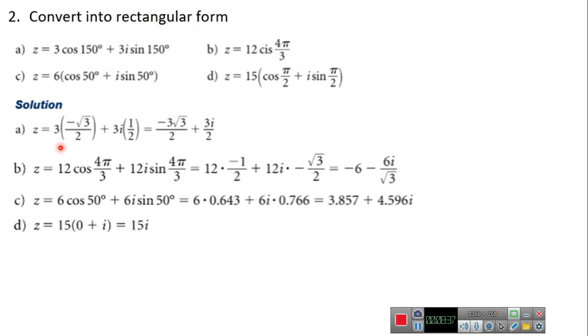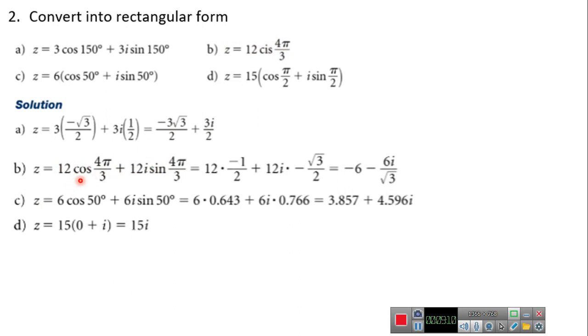Now I want to convert into rectangular form. You have it in polar form, and I want to convert it into rectangular. This is very simple. You know cosine 150 is minus radical 3 over 2, and sine 150 is a half. So this is the rectangular form. For part B, this is in American notation. We use it because I took this one from an American cycle. They use cis for polar form. It means 12 cosine 4 pi over 3 plus 12 i sine 4 pi over 3.